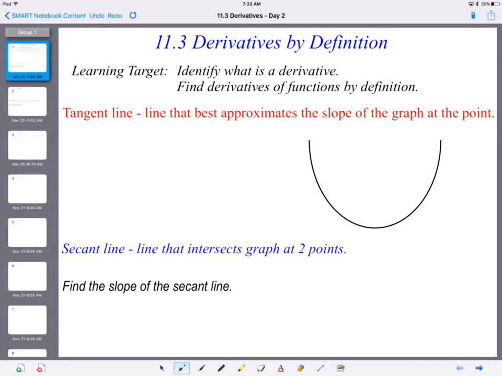Welcome to Chapter 13, an introduction to derivatives. We're going to identify what a derivative is today and also be able to find derivative of functions by definition. So the first thing is, what is a derivative?